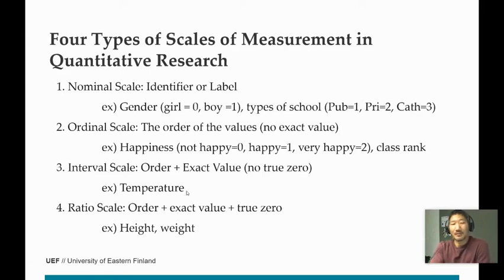true 0 point. And the last scale is a ratio scale. It has an order, it has an exact value, and also the true 0. For instance, the height. When someone is 2 meters tall, he is twice taller than 1 meter. And also there is a 0 height as well. Also weight, like 20 kilograms is twice heavier than 10 kilograms. And there is 0 kilogram where there is nothing. So there is a true 0.